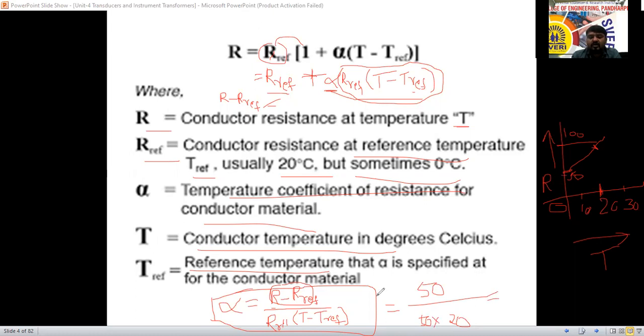Like that, this T minus T reference means the final value, the net change of temperature. Here is the net change of resistance. So per degree Celsius change of temperature, the resistance is changing. Yes or no? If the temperature is changed, the resistance is also changing. So the definition we have proved here by using this.